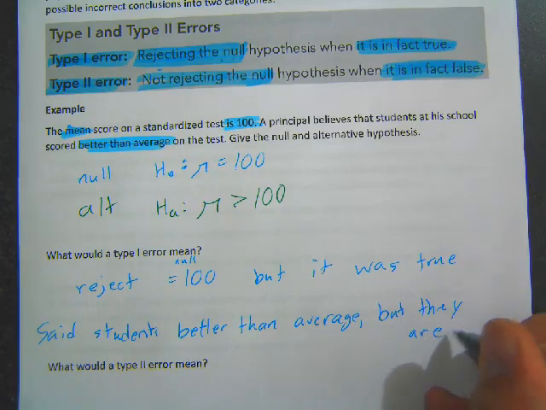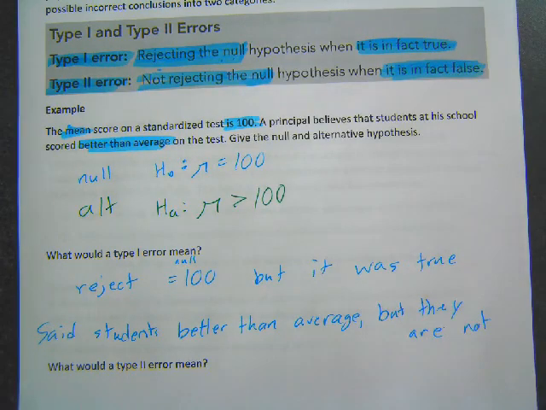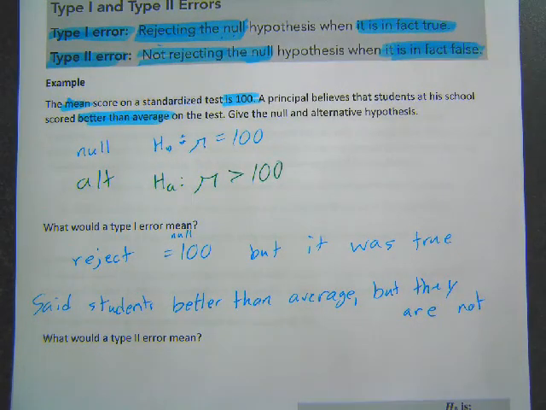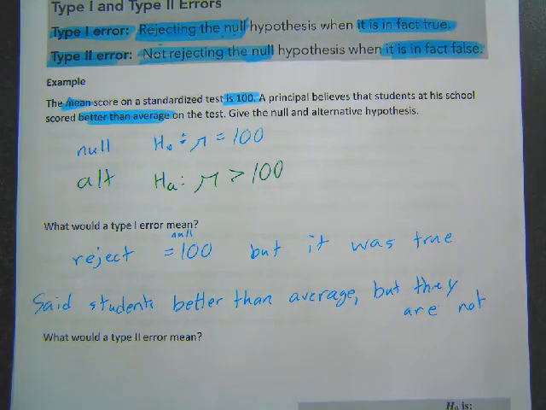And so now he's made false claims about his students. And then people might take that and say, okay, well, you're lying about your students, and so we don't trust you anymore, and he gets fired as a principal. So that's not a good thing. He doesn't want to make a type 1 error, right? Because he's making claims and saying, my students are above average, and they're not. They're just regular average students.